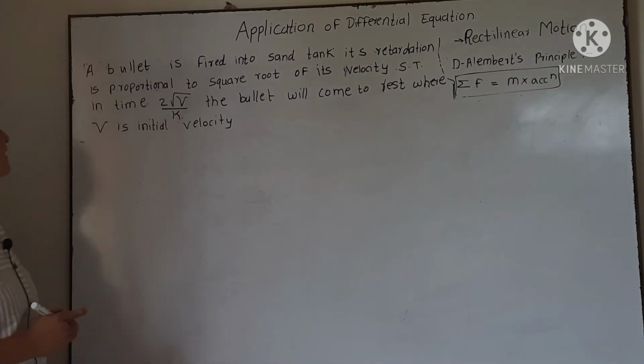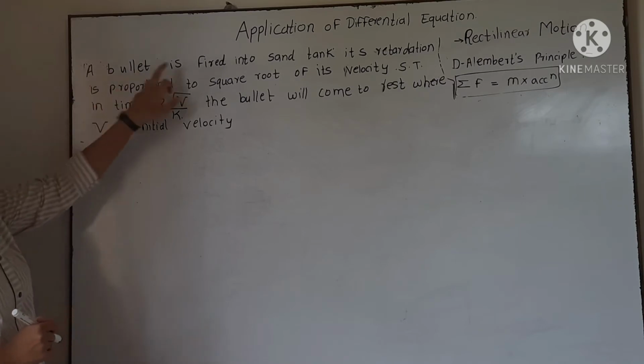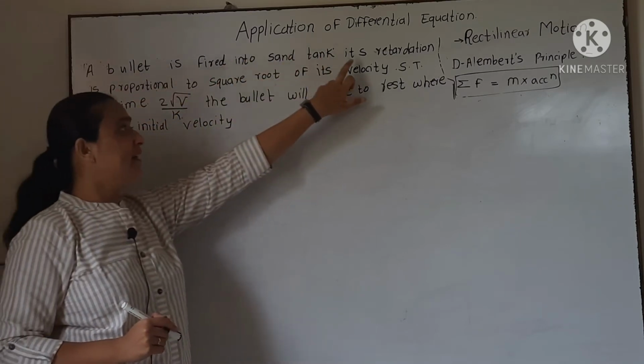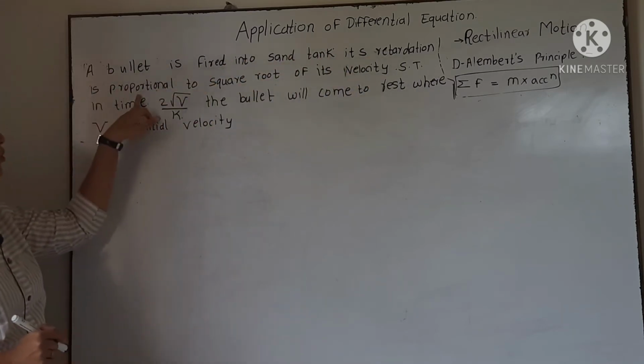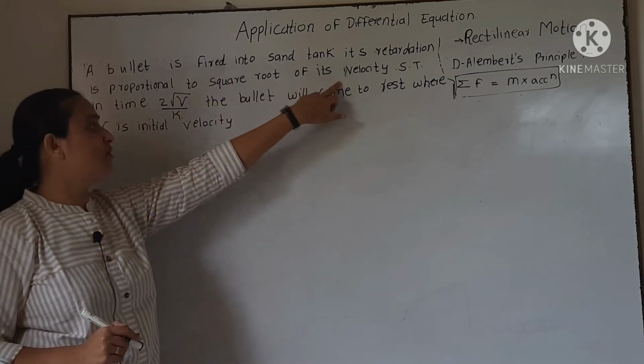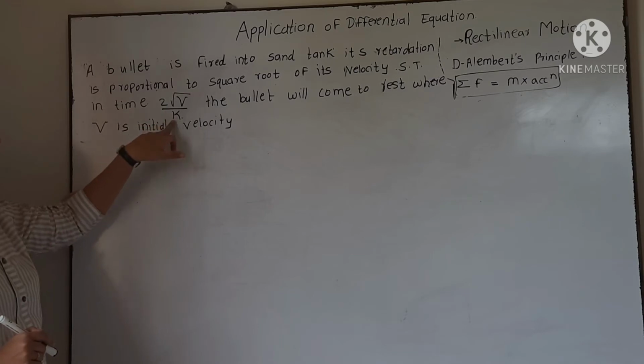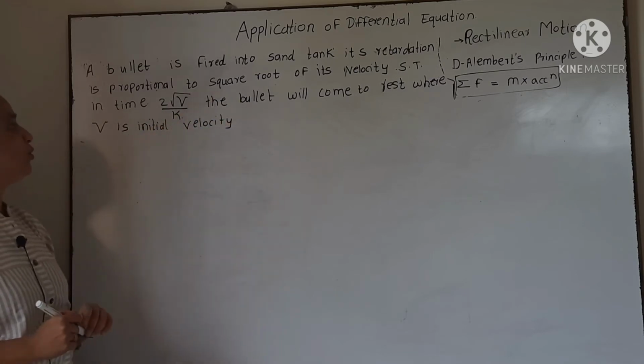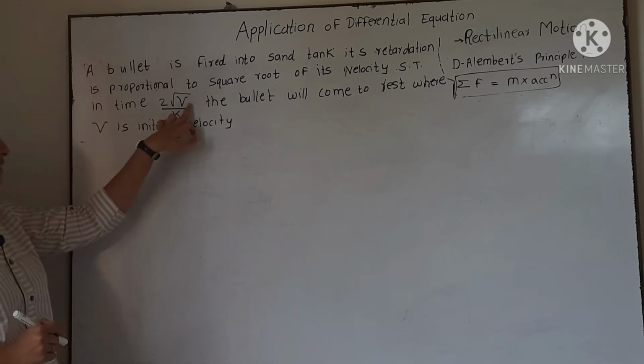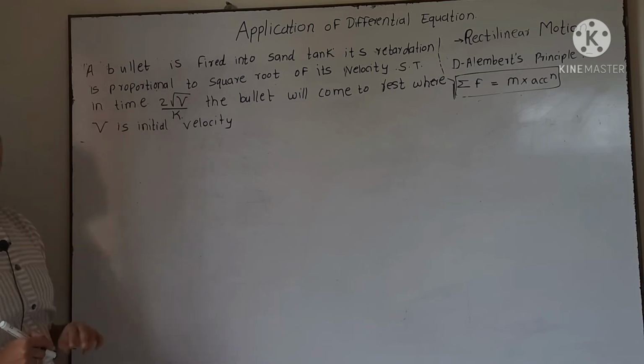We'll consider the next example. A bullet is fired into a sand tank. Its retardation is proportional to the square root of its velocity. Show that in time 2 into the square root of V upon k, the bullet will come to rest, where capital V, inside the square root, is the initial velocity.